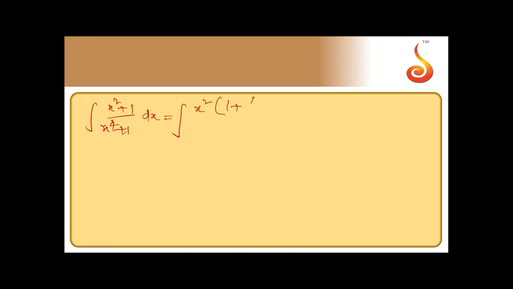Taking x² common in the numerator, you will get 1 + 1/x². Taking x² common in the denominator, x² + 1/x². And you know, the numerator is the derivative of x − 1/x. Okay, 1 + 1/x² is the derivative of x − 1/x. Let x − 1/x equal t. The derivative is (1 + 1/x²) dx = dt.